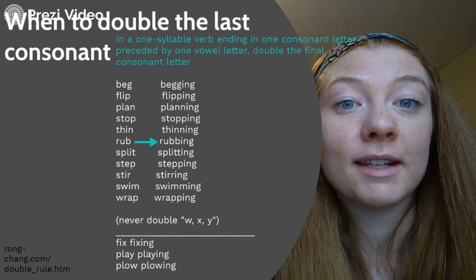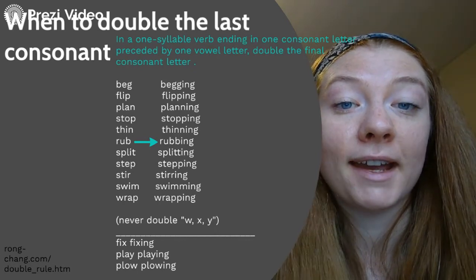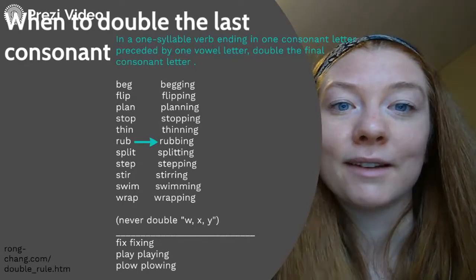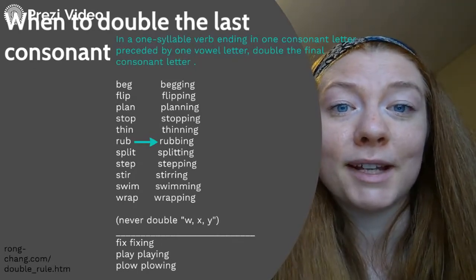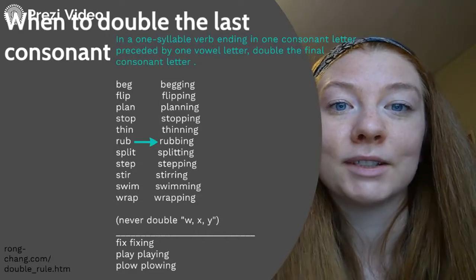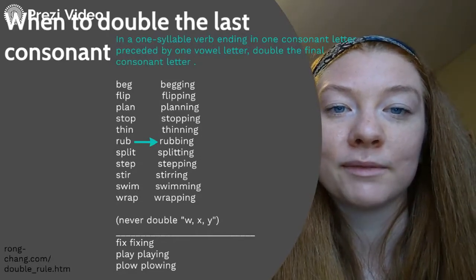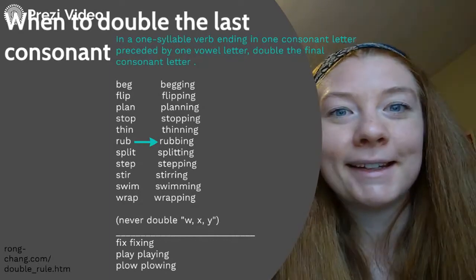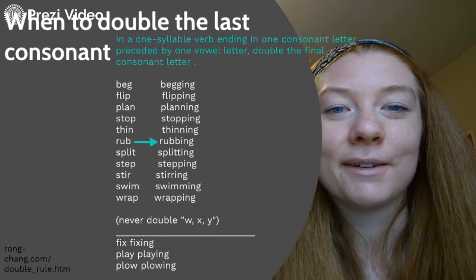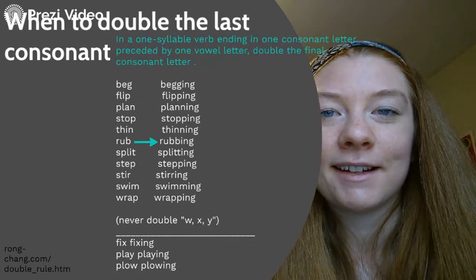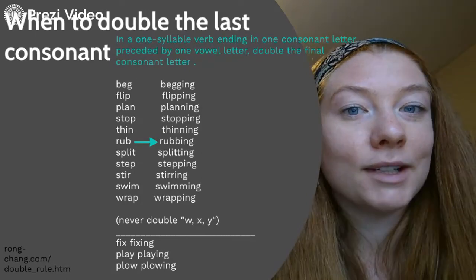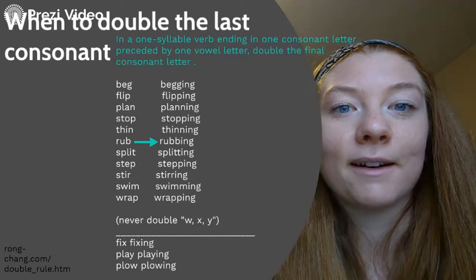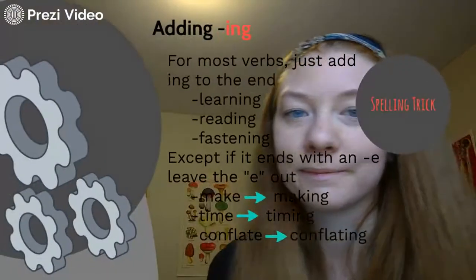There are some exceptions, and that's when they end with W, X, or Y. You'll notice that fix, when it turns to fixing, you don't have two X's. Play, when it turns to playing, you don't have two Y's, and plow, when it turns to plowing, you don't have two W's. I like to think that those letters at the end of the alphabet, they're wild cards. They have all of their own rules going on. All right, so now we know how to add an ing and we know some spelling tricks. So let's go back to our different tenses and talk about progressive verbs.